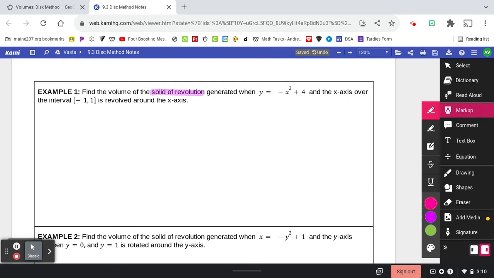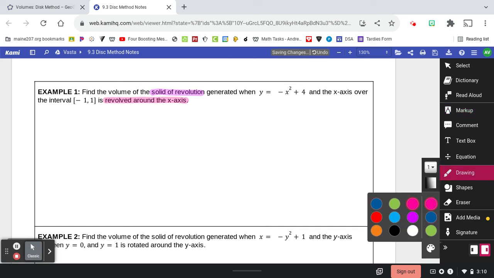It's generated when the area bounded by this graph and the x-axis from -1 to 1 is revolved around the x-axis. As soon as I see that it's revolved around the x-axis, that tells me I'm going to be setting everything up with respect to x. I'm going to go ahead and sketch a picture.